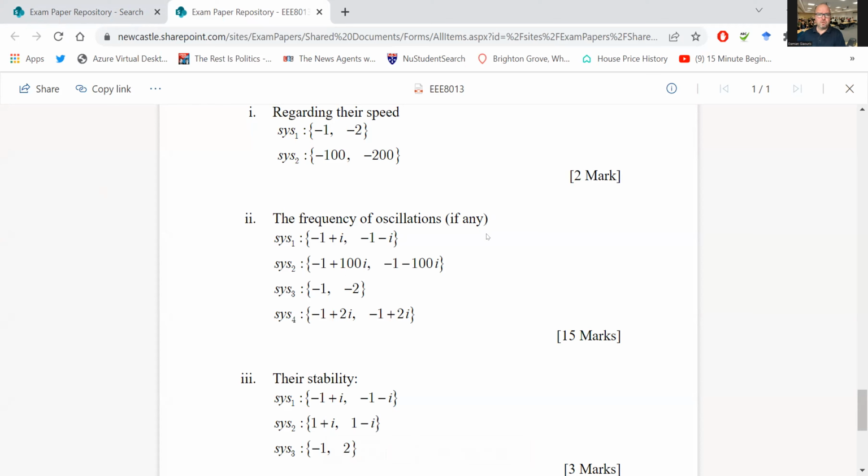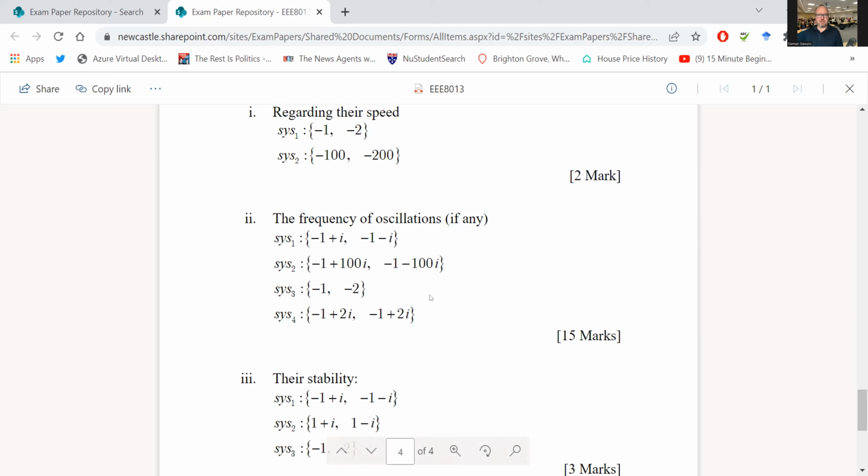Then we go to these two systems. So to this one, I can see that the imaginary part is plus minus 1. The imaginary part here is plus minus 100. So let me call this system 1 will have some oscillations. System 2 now, let's say more oscillations. And now we come to this bit, system 4.